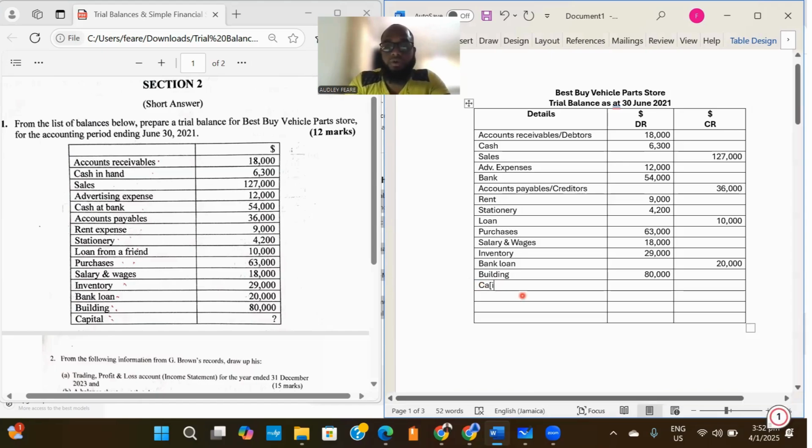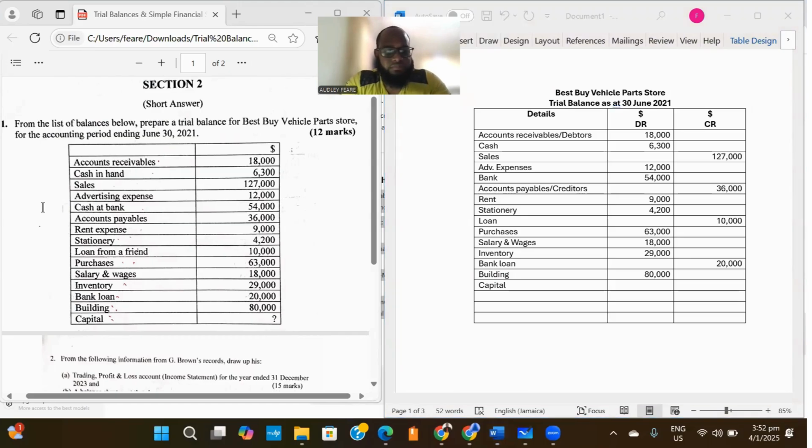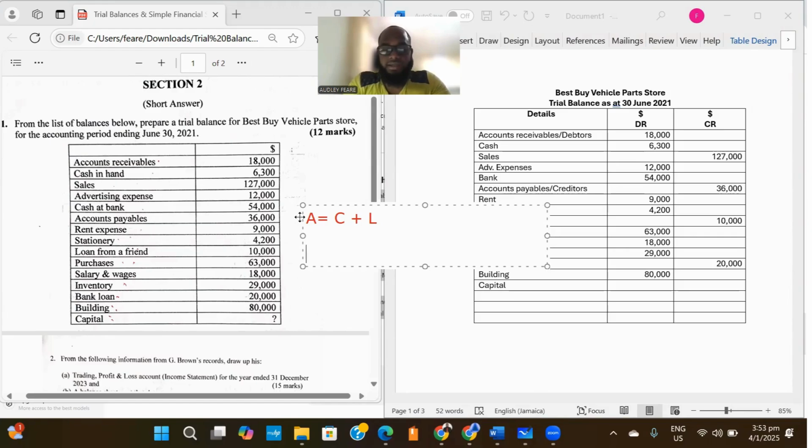So what we need to do now is to find out what our capital is. And how do we find that? Remember the accounting equation? The accounting equation is assets equal capital plus liabilities, right? And we can transpose that to find liabilities, which is equal to assets minus capital. And of course, the one we want now is how do we find capital? Capital is equal to assets minus liabilities.